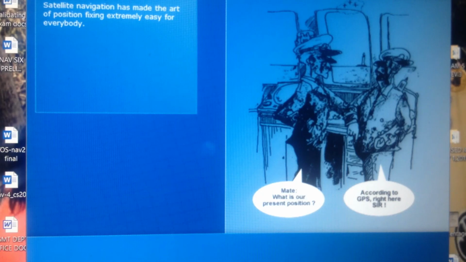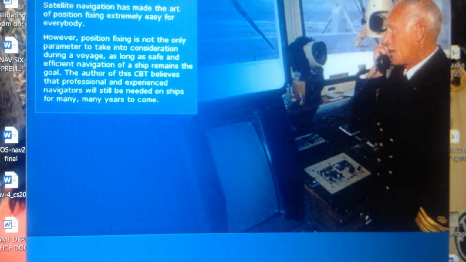Satellite navigation has made the art of position fixing extremely easy for everybody. However, position fixing is not the only parameter to take into consideration during a voyage, as long as safe and efficient navigation of a ship remains the goal. The author of this CBT believes that professional and experienced navigators will still be needed on ships for many, many years to come.